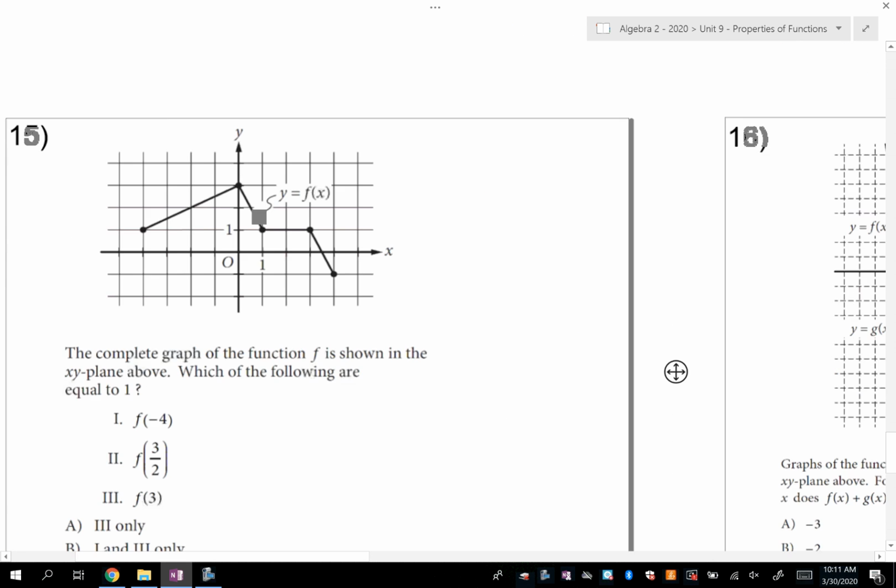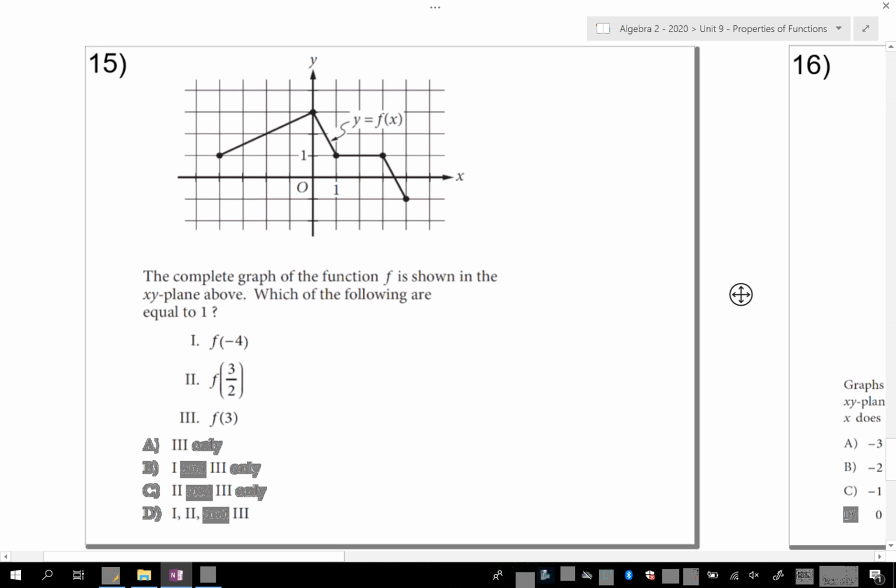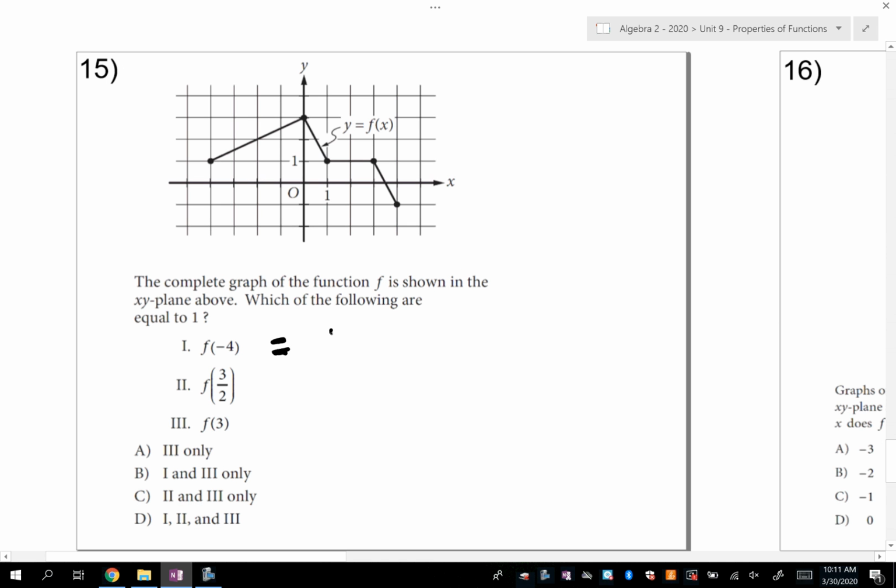Okay, number 15. Number 15 I put on the review because we didn't do much with graphing, with looking at this. So that's why I want to make sure that it wasn't on the test. But it says, if you look at this function, which of the following are equal to 1? So it gives you f of -4. If I look up here at -4 on the x-axis, so 1, 2, 3, -4, the y value is +1. If I look at the same thing for f of 3/2, which is the same as 1.5, that's also going to be +1. And if I look at 3 on the x-axis, 1, 2, 3, that y value is also +1. So they're all going to be equal to 1. So that one's going to be D, 1, 2, and 3. They're all equal to 1.